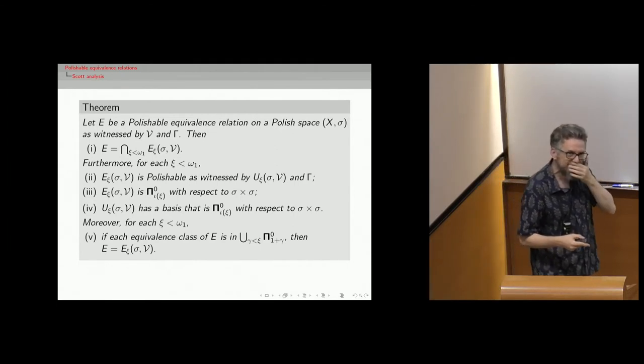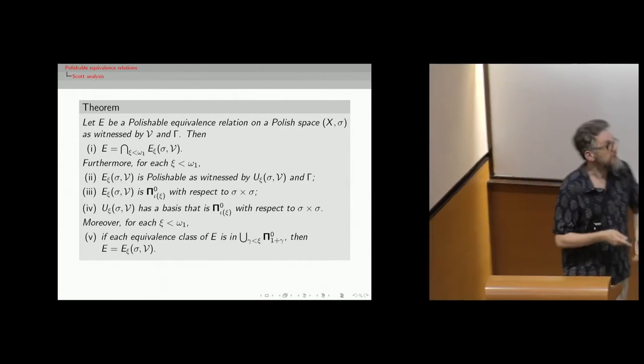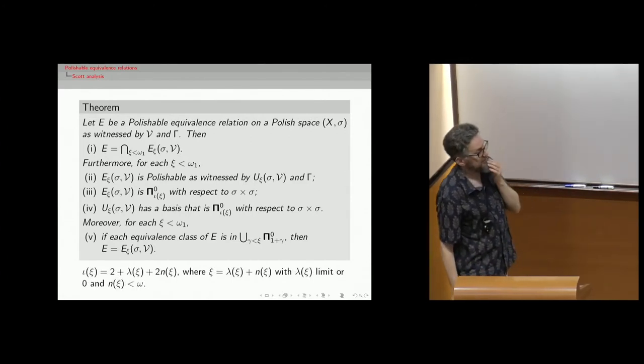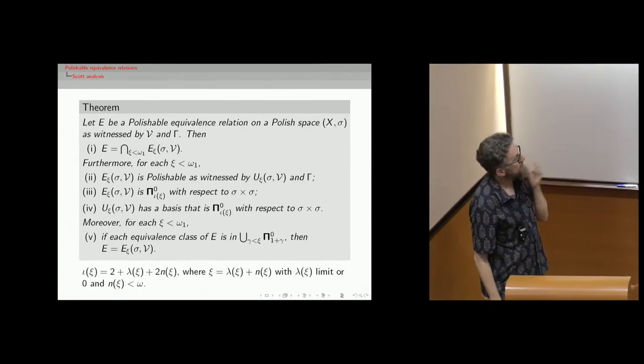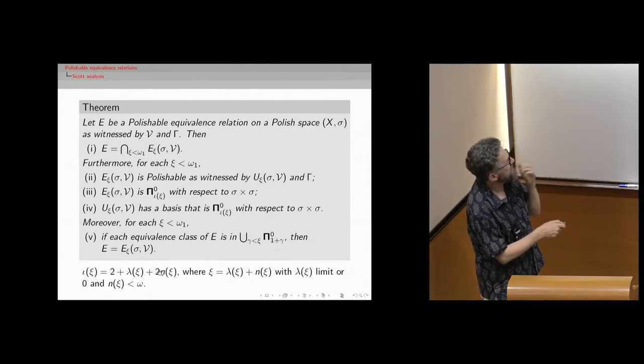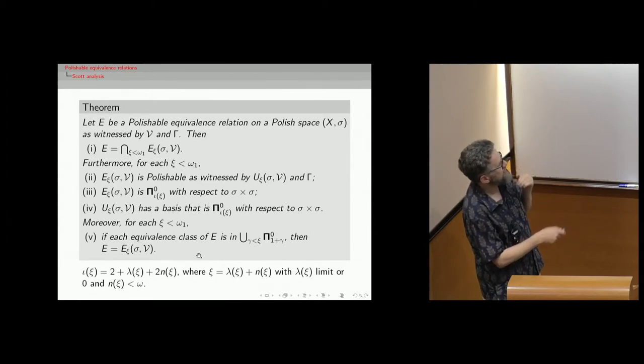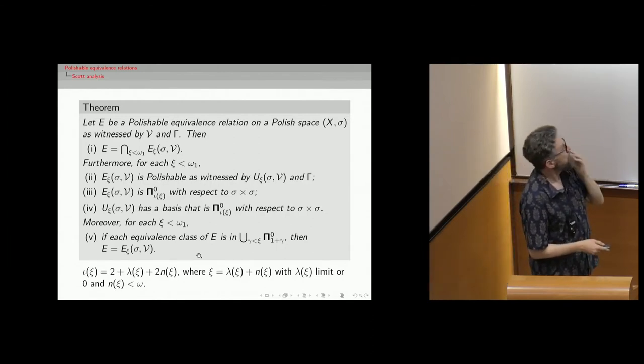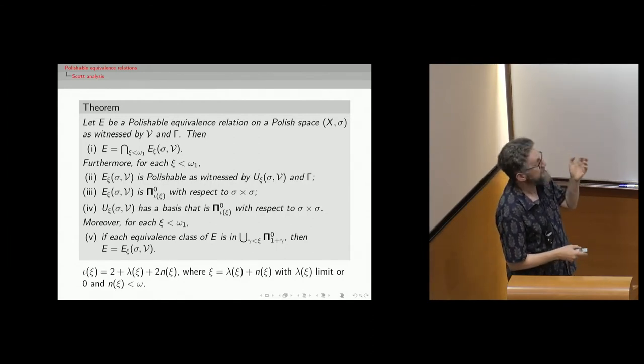So it does behave like the Xcode analysis in some way. So iota of xi is computed here directly. Doesn't matter what it is. It's the limit part of xi and the integer part of xi, and you just have to multiply the integer part by two. Okay, so this is the Xcode analysis.